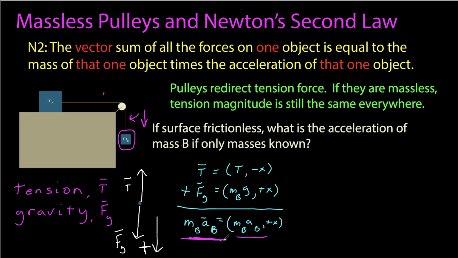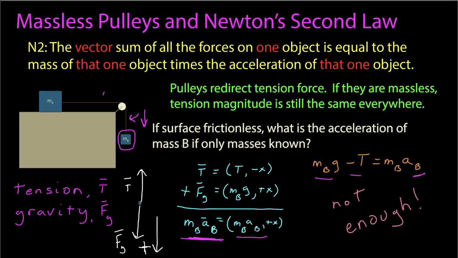And in Newton's second law, the vector sum of all the forces on one object is equal to the mass of that one object times the acceleration of that one object. This I can translate into a scalar equation given my notation for vectors in one dimension. The sign in this case gives us the direction that it's pointing. So m_B g is positive, T is pointing in the negative x direction, it's equal to mass times the acceleration. Do I have enough to solve? I'm told I know the masses, I know g. I'm trying to find the acceleration, but I don't know tension. I do not have enough to solve.